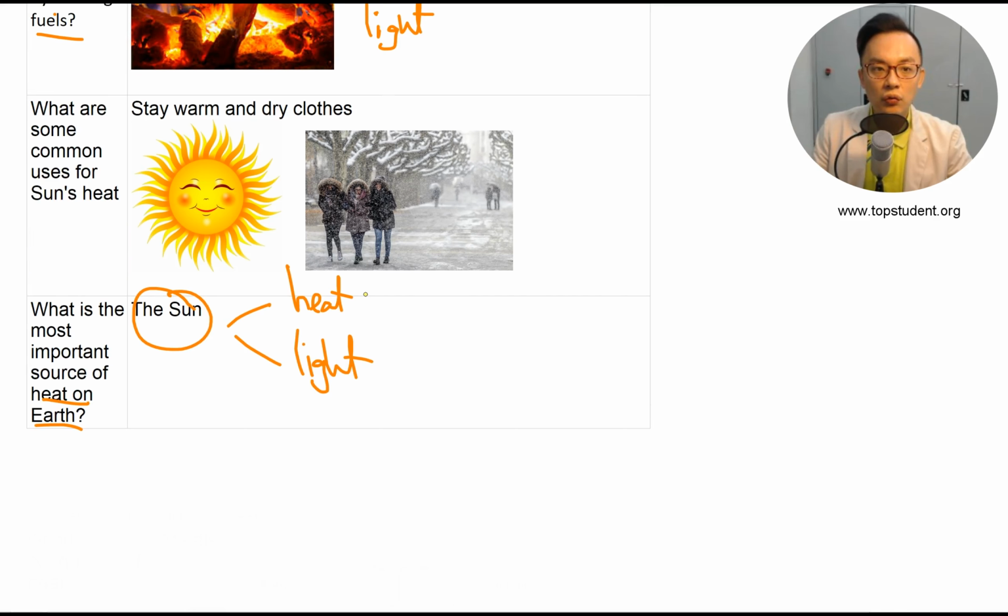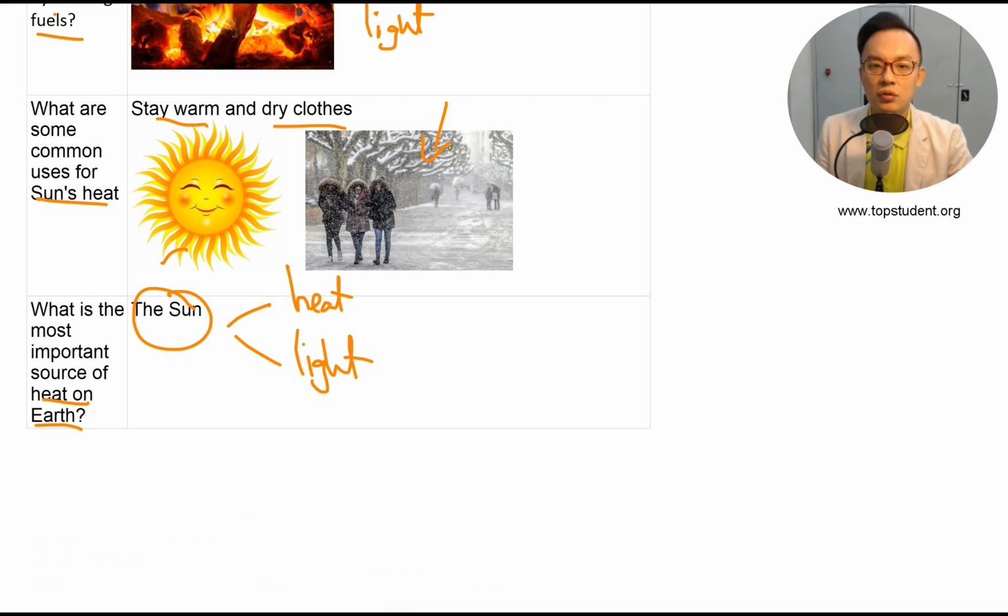And what are some common uses for the sun's heat? Stay warm and dry clothes. So this is the sun. You use the sun's heat to put your clothes outside, you can dry. Singapore is a really warm place, so you don't really see a situation like that where it's snowy. But if you have been to a cold country, then you know that when you are under the sun, it feels so much more comfortable because there's heat coming from the sun. All right, so it's really important.